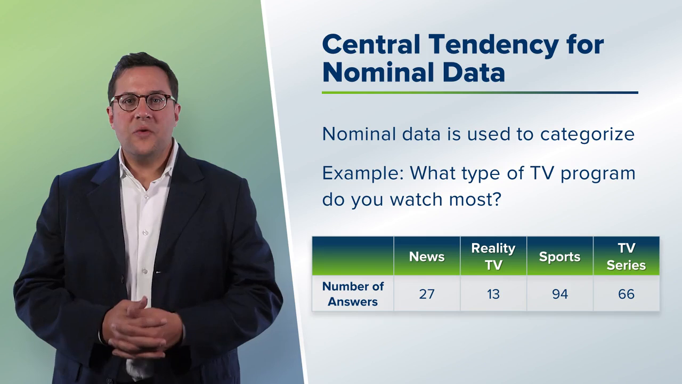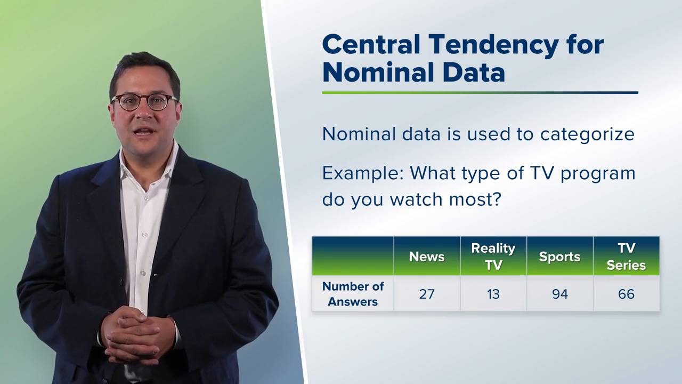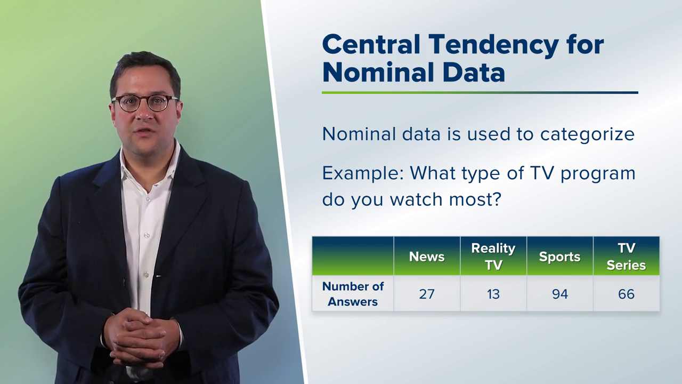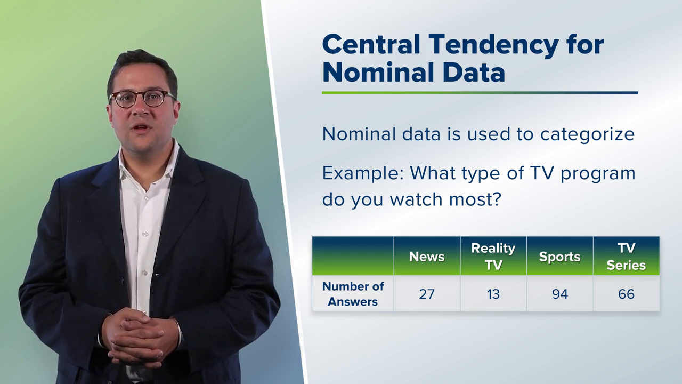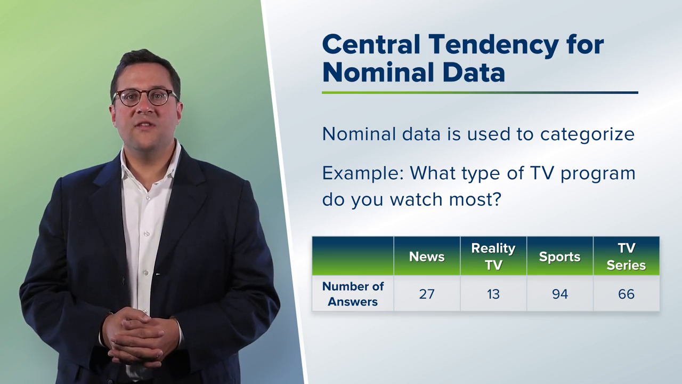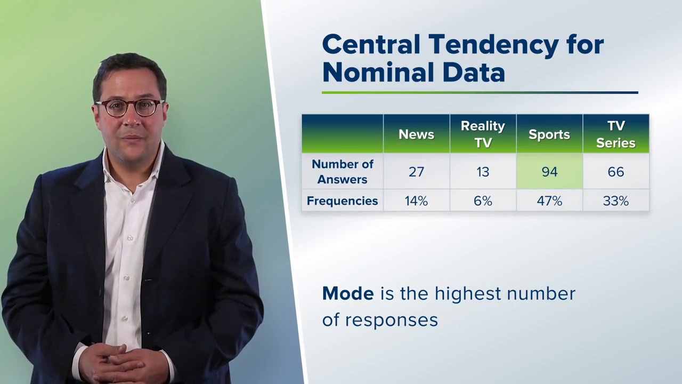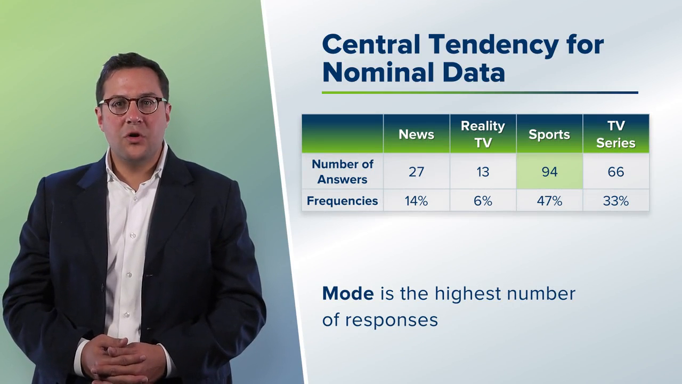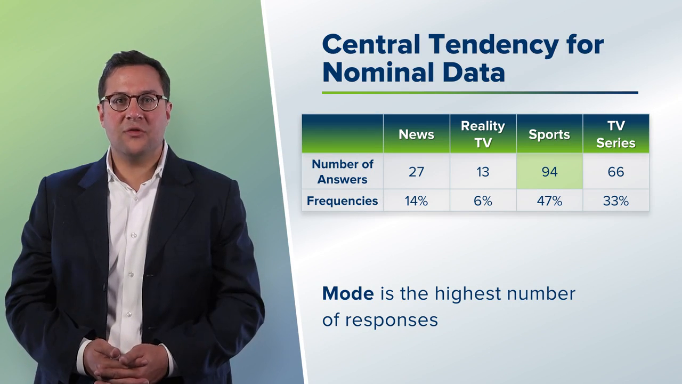So in the results from a media survey, we might get a table which provides different answers for the 4 TV categories: news, reality TV, sports, and TV series. News gets 27 answers. That means that among all respondents surveyed, 27 people said that news is the TV program they watch the most. Reality TV is 13, sports is 94, and TV series is 66. In this data, the measure of central tendency, the mode, informs us that sports is the mode of the data because it got the highest number of responses.